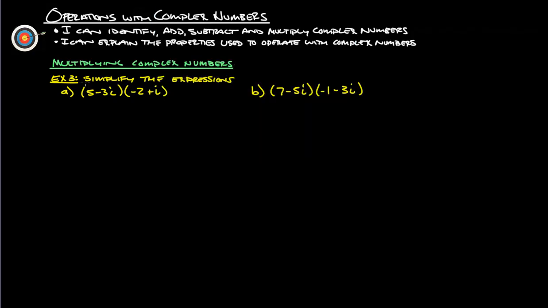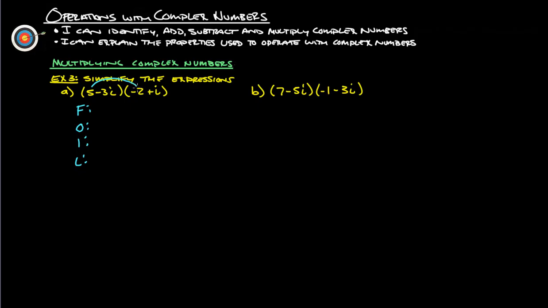So multiplying complex numbers. Example 3, simplify these expressions. So we're going to multiply these out. There's a couple different ways to multiply polynomials. You may have seen the FOIL method. First I'll show you the FOIL, which is first, outside, inside, and last. Or some people might have shown you like the hawk, bill, or whatever.